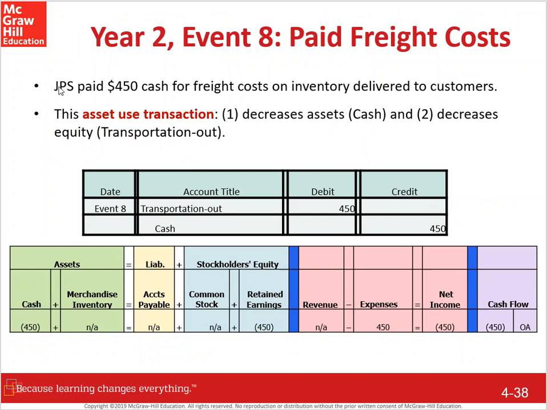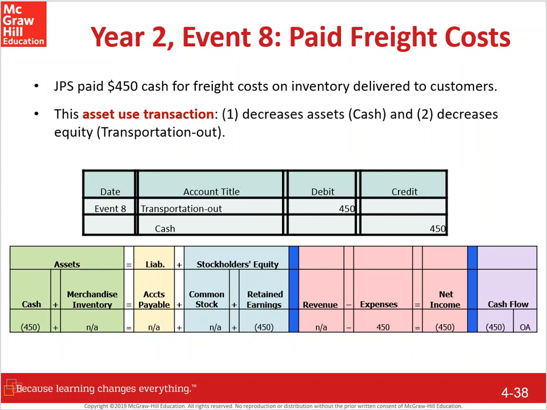Transaction 8, JPS paid $450 cash for freight costs on inventory delivered to customers. Well, there they are kind of ruining our fun again. So they tell us that we pay for it. How about we figure out the freight terms then?